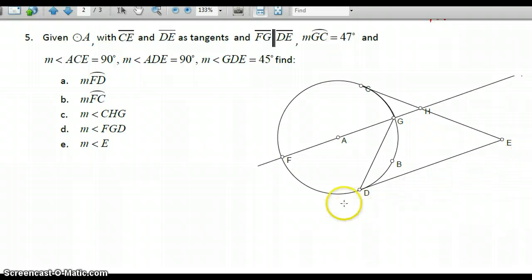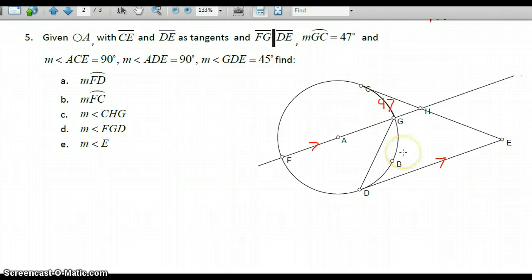Number 5, circle A, so A is the center. C to E and D to E are tangents. That tells me a lot of stuff, like CE has got to be congruent to DE. And the angle, the supplementary thing, arc CD is supplementary to angle E. FG is parallel to DE. That's interesting. And the arc G to C, this little thing right here, is 47.